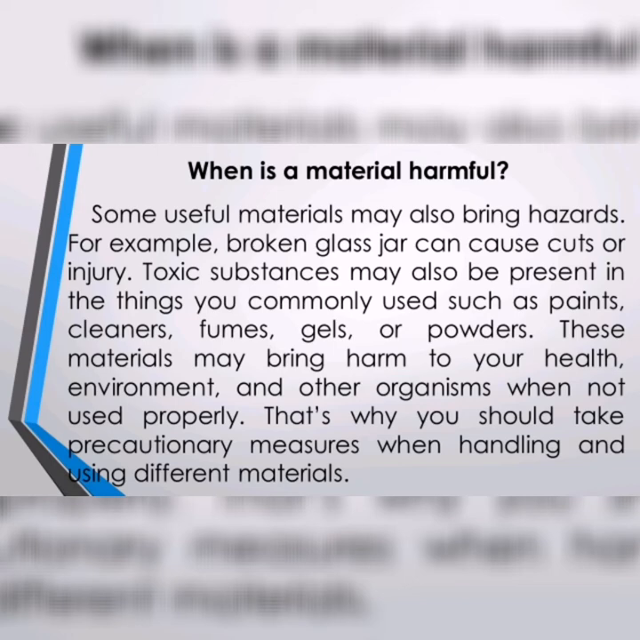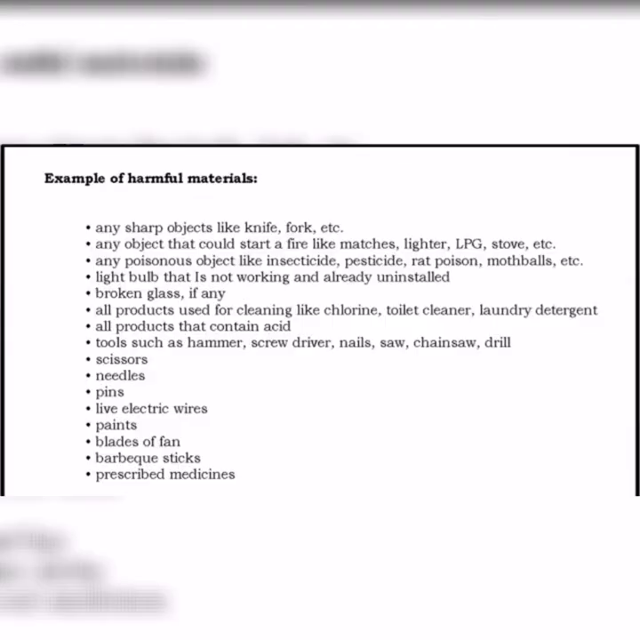Toxic substances may also be present in the things you commonly use, such as paints, cleaners, fumes, gels, or powders. These materials may bring harm to your health, environment, and other organisms when not used properly. That's why you should take precautionary measures when using different materials. The following are examples of harmful materials.